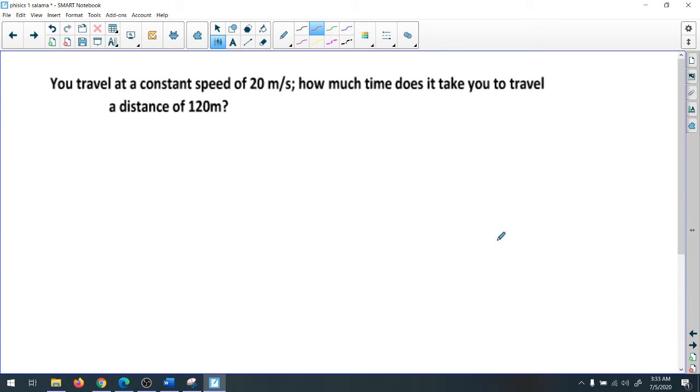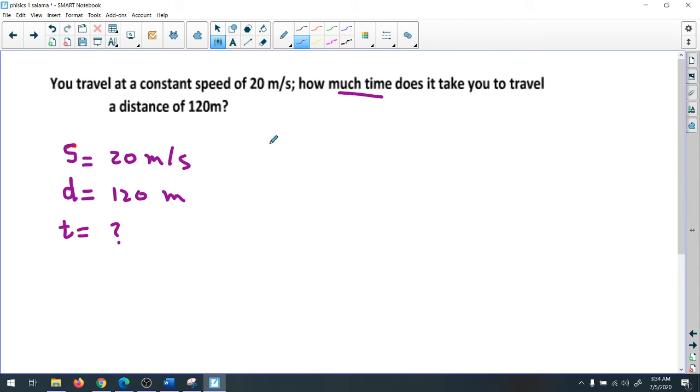You travel at a constant speed of 20 meters per second. How much time does it take you to travel a distance of 120 meters? As we know before, here is the speed. So speed s equals 20 meters per second, and also given the distance is 120 meters. And the time is unknown. We're looking for the time.